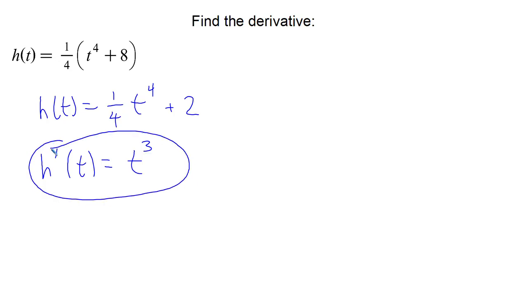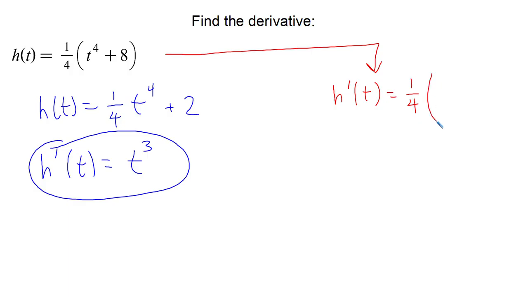The other option, if we want to, is you can just remember that if you have a constant out in front, you can just leave that constant there and multiply it by the derivative of the other function that we're multiplying the constant by. So the derivative of t to the 4th is 4t cubed, and the derivative of plus 8 is just 0. And you can see that either way, we just end up getting t cubed as our derivative. So either way you want to look at it is fine.